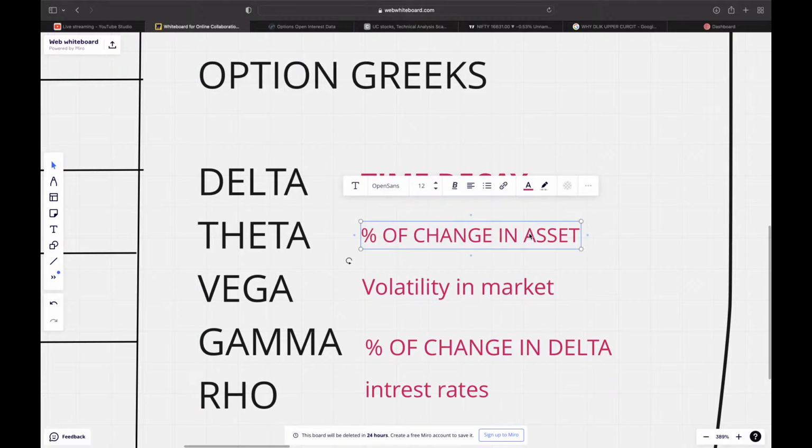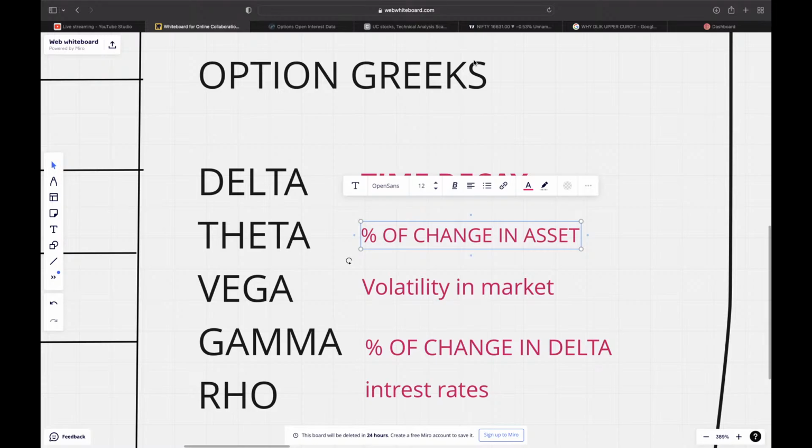Then comes in the role of theta. Theta is percent of change in asset. So, for example, Nifty goes from 18,000 to 19,000. What is the percent of change in the asset? It is known as theta. Clear, everyone? What is known as theta? The percent of change in asset. Okay. Now comes Vega.